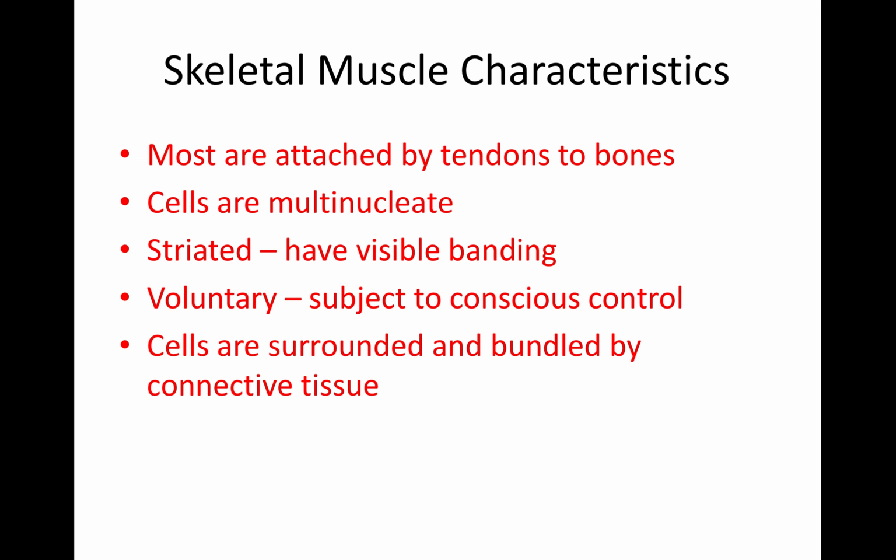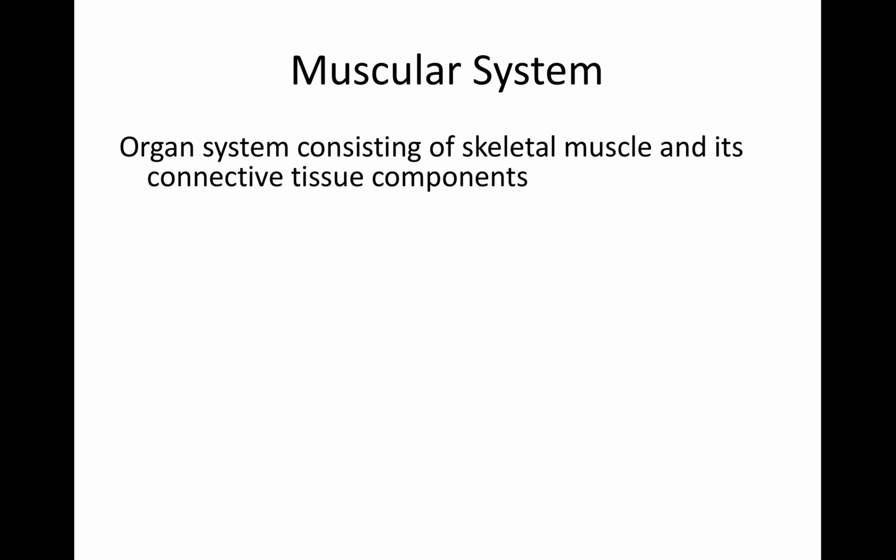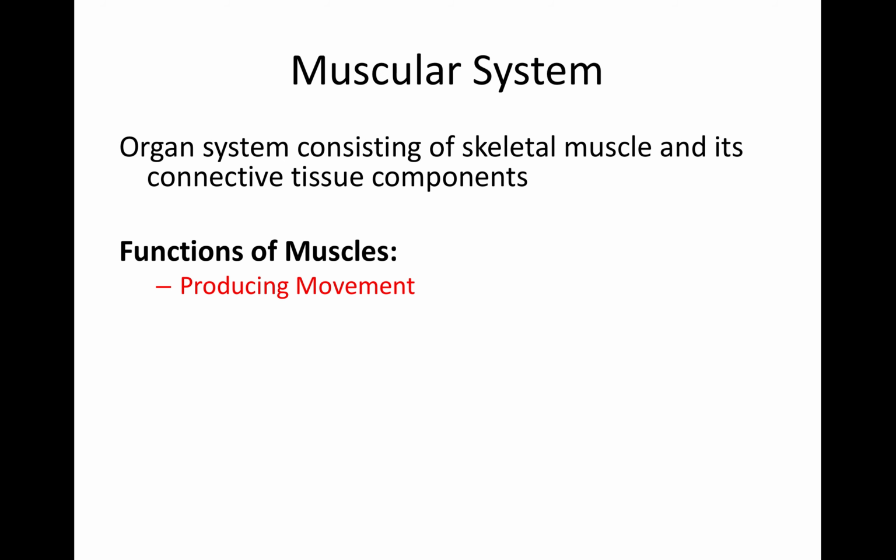And remember, your skeletal muscles are attached to your bones by tendons. They're multinucleated, which means they have more than one nucleus. They're striated, meaning they have a striped appearance. You can control them, making them voluntary, and they're going to be surrounded and bundled by connective tissue. So, the muscular system is going to include your skeletal muscles, but it also includes the connective tissue components that help keep those muscles in place.